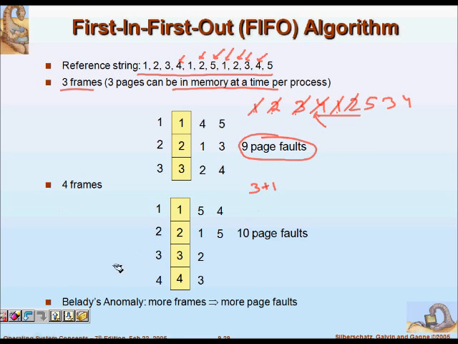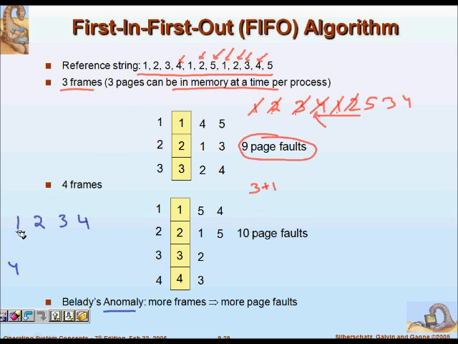Now let's see what happens if we have 4 frames in the main memory. You will think that there will be fewer page faults, but unfortunately this is Belady's anomaly. Someone gave that anomaly with 4 frames. So let's see, 1, 2, 3 and 4. So this is done, and we already got 4 page faults.